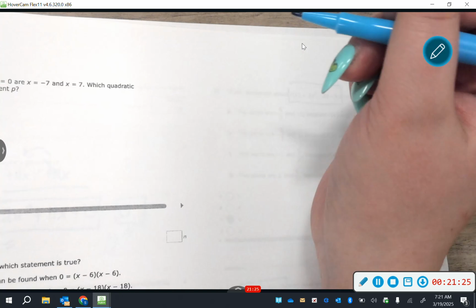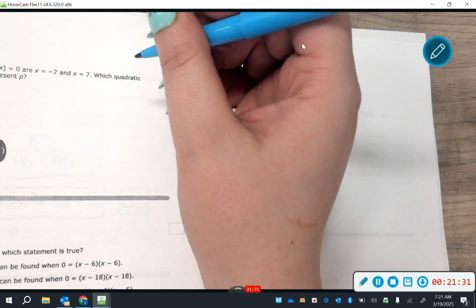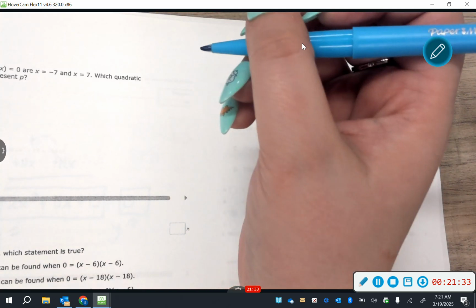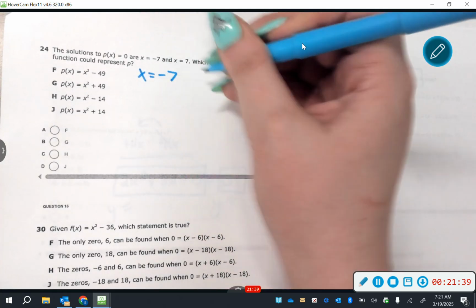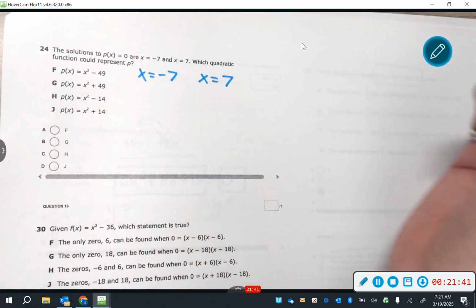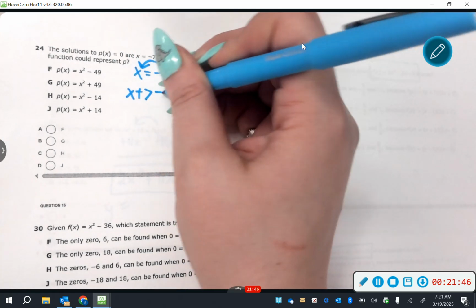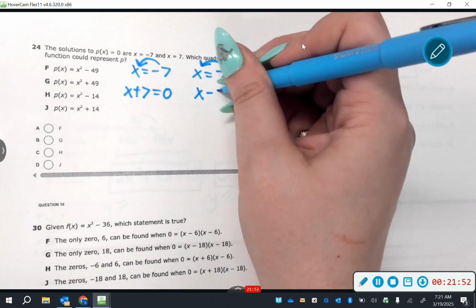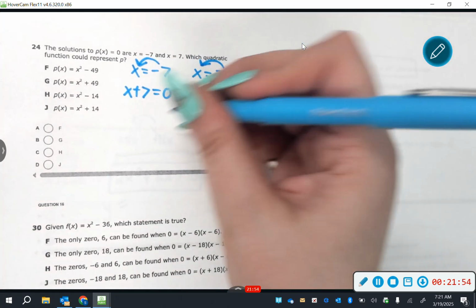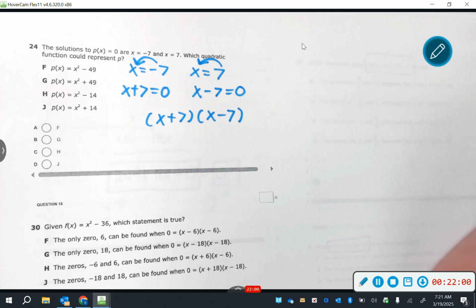Oh my god, I got 4 minutes. Ooh. Okay. The solutions to p of x equals 0 are x equals -7 and x equals 7. Y'all, this is when we actually have to factor. Okay, let's do it. So x equals -7, x equals 7. Opposite operations here. X plus 7 equals 0. Opposite operation here. X minus 7 equals 0. So here's what we got. From there, you can either FOIL it or box it, your choice.